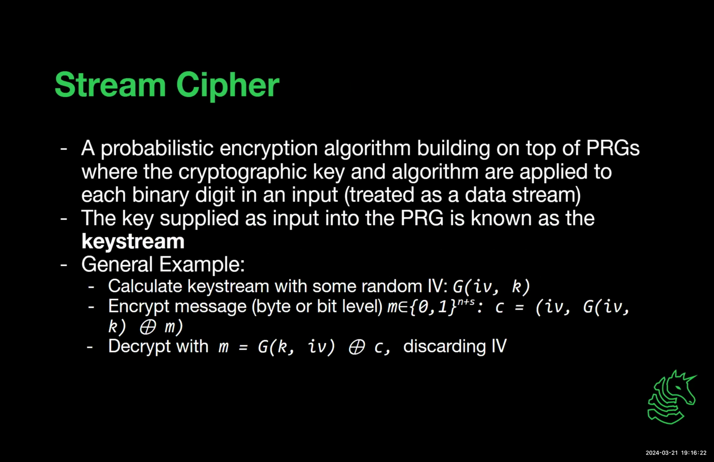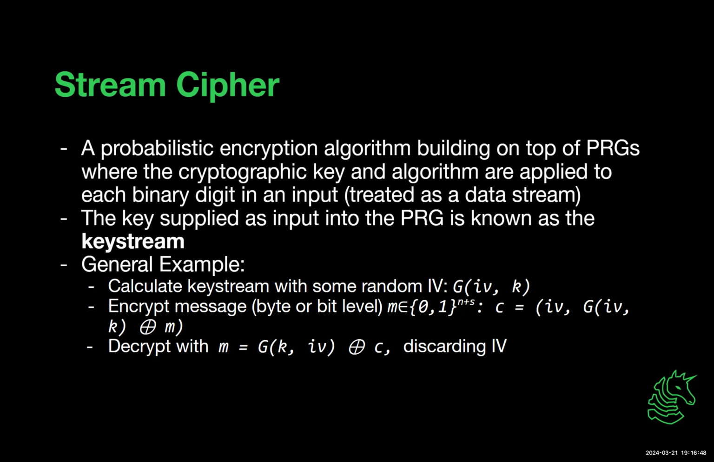So we're now getting towards the stream cipher. A stream cipher is a probabilistic encryption that builds on top of the PRGs we just talked about. The cryptographic key and algorithm are applied to each binary digit as input, so that input is treated as a data stream. The key is what's actually being inputted into the PRG, and the output, the lengthened random bits of info, is what we call the key stream.